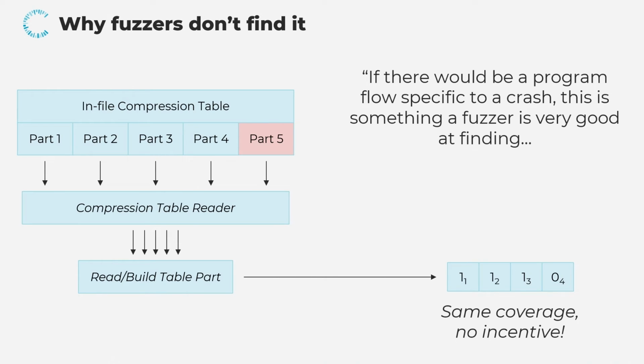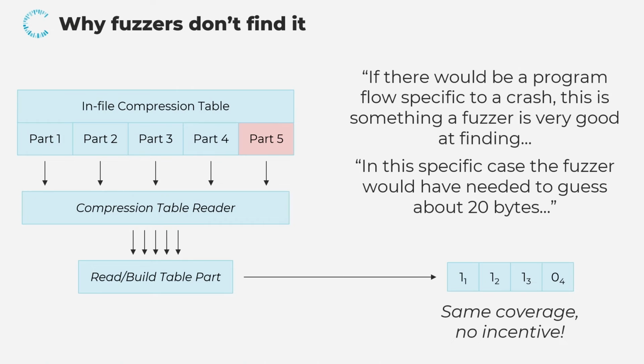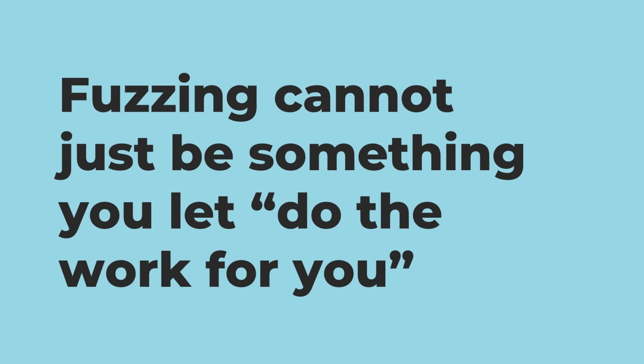And to quote Marquez here, if there would be a program flow specific to a crash, fuzzers are really good at finding this. But in this case, you would need to be able to guess 20 bytes in a single mutation in order to find this bug. It's 2 to the 160. Not very likely.